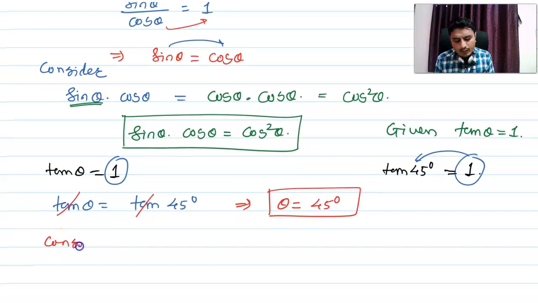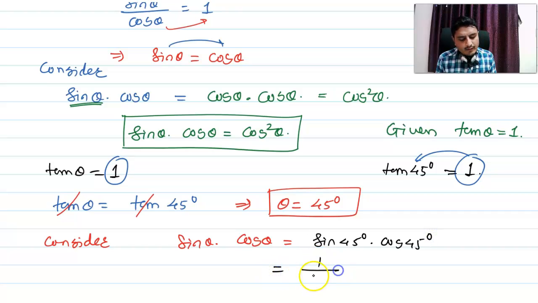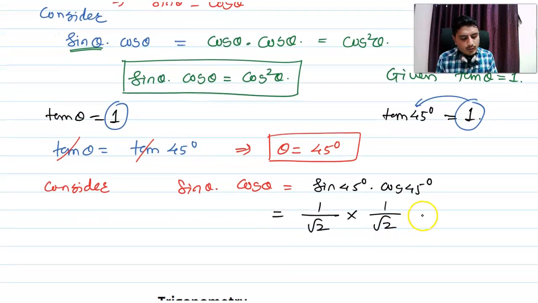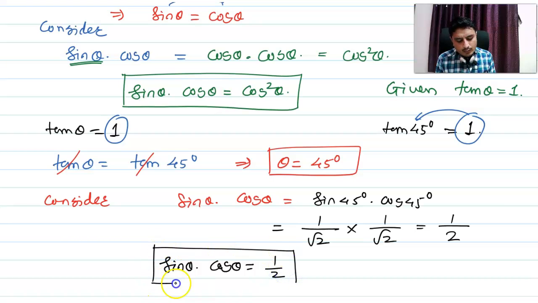Now we have to evaluate the value of sin of theta into cos of theta. Let's replace theta by its value, that is 45 degree. Once we have been given tan theta equal to 1, it means the theta value is 45 degree. So we are getting sin of 45 degree into cos of 45 degree. Now we well know sin of 45 degree value is 1 upon root 2 and cos of 45 degree value is again 1 upon root 2. So we are getting 1 into 1 becomes 1, while root 2 into root 2, we have root 2 square, that is 2. So the value of sin of theta into cos of theta is equal to 1 upon 2.